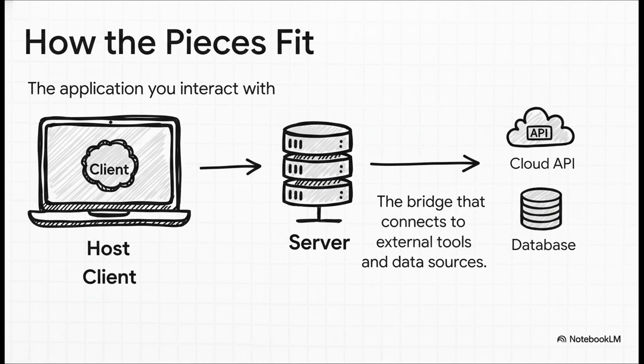So let's break down how the pieces actually fit together. It's pretty straightforward. First, you've got the host. That's just the app you're using, like your AI code editor or whatever chat app you're in. Then, inside that app, there's the client. Think of it as the translator that speaks the MCP language. When the AI needs to do something in the real world, the client sends out a request to the final piece, the server. And the server, well, that's the real hero here. It's the one doing the heavy lifting, actually connecting to the database or the API to get the job done.